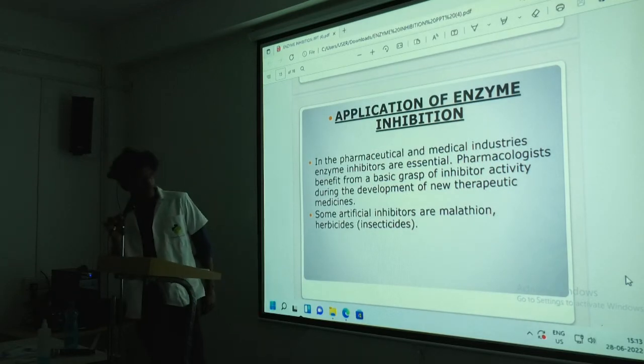The applications of enzyme inhibition. In the pharmaceutical and medical industries, enzyme inhibitors are essential. Pharmacologists benefit from a basic grasp of inhibitor activity during the development of new therapeutic medicines. Some artificial inhibitors are malathion and herbicides, which are insecticides.